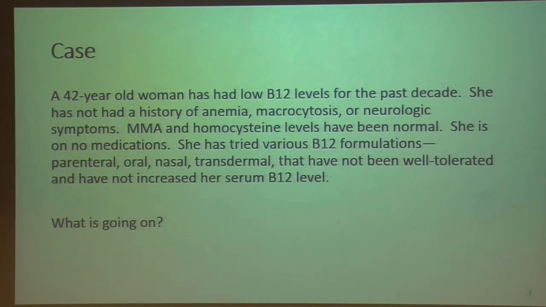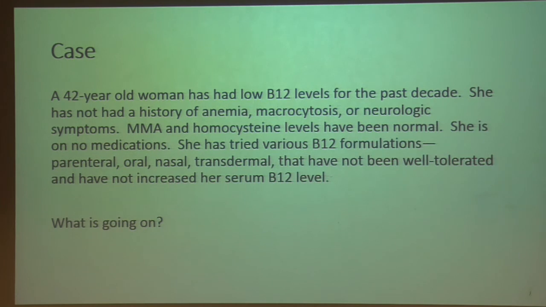A 42-year-old woman has had low B12 levels for the past decade. She has not had a history of anemia, macrocytosis, or neurologic symptoms. It's a real case. MMA and homocysteine levels have been normal. She's on no medication. She's tried various B12 formulations. Several, like the nasal, have not been well tolerated, and they haven't increased her B12 levels. So what is going on?